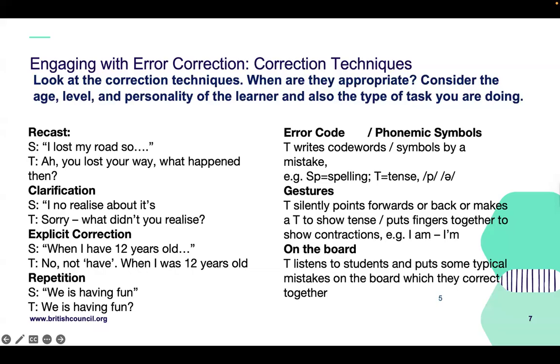How can we correct this mistake? Yes. Okay. So put it on the board. Good. Anything else?